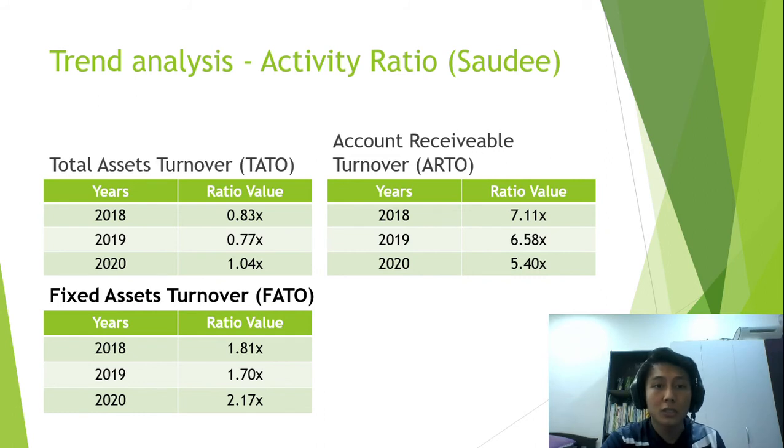Although the company's total assets turnover is decreasing from 2018 and 2019, it still shows a good performance because there is an increase in 2020. The same thing happens in account receivable turnover.